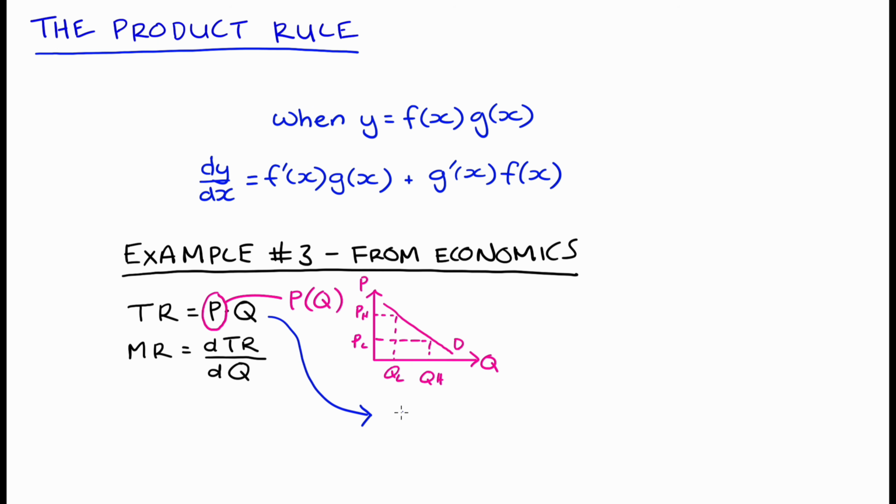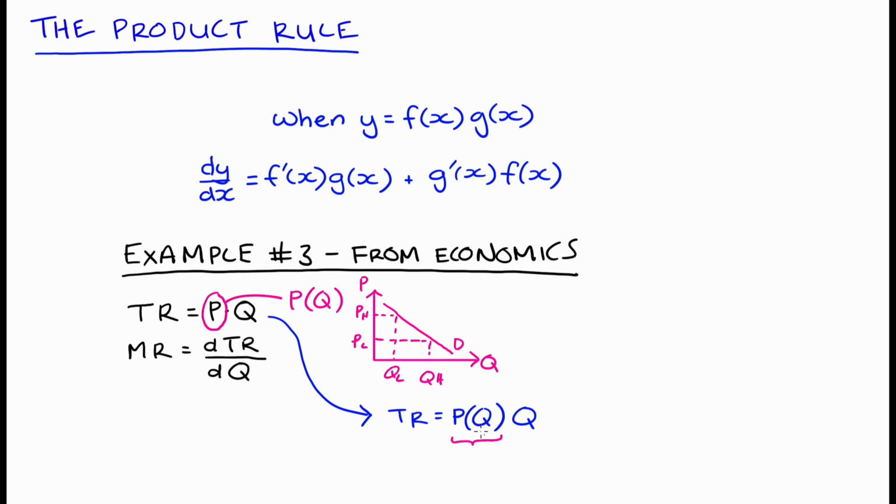So total revenue then is equal to price, which is a function of quantity, times quantity. And here we actually have two functions of quantity multiplied together. Price is a function of quantity, and quantity is a function of itself in a trivial sense, perhaps, but the value of Q does depend on Q. So actually, in order to take the derivative here, we have to use the product rule.